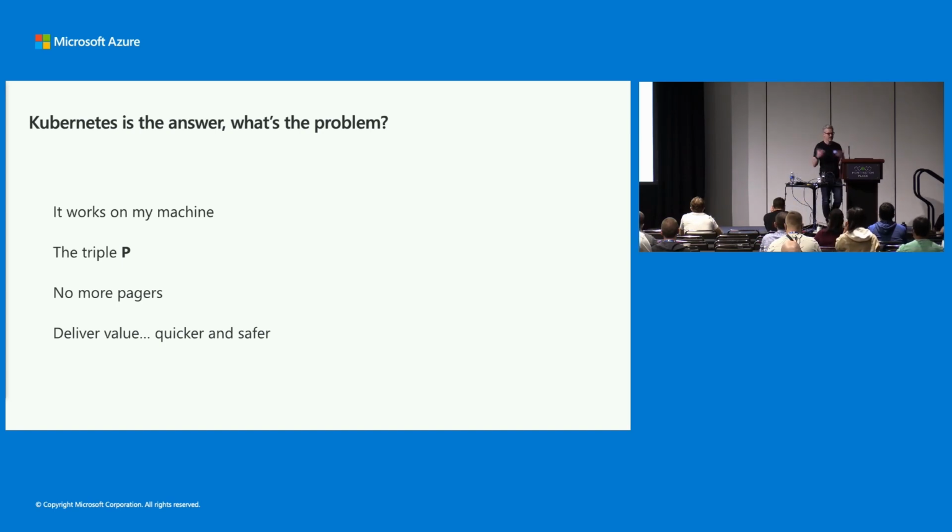And the crux of this is that we're trying to deliver value. We're trying to deliver software quicker, easier, and much quicker into production to be able to actually get that value.